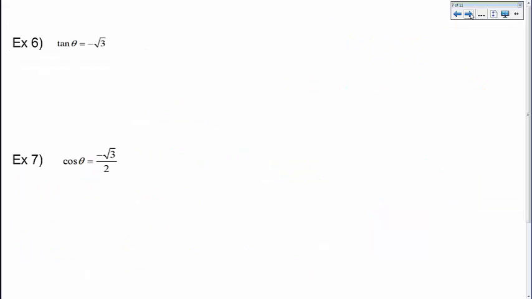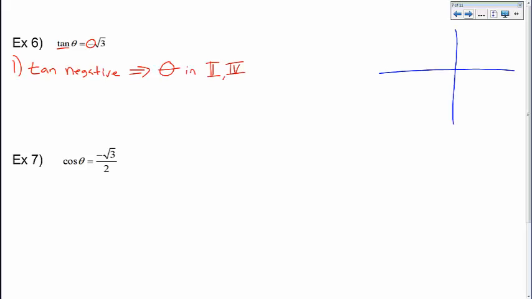So let's practice this technique with examples 6 and 7. In example 6, you have the tangent of theta equal to the negative value radical 3. We're told that tangent is equal to a negative value, so we know that theta must be in 2 or 4, because in quadrants 1 and 3, tangent is positive.